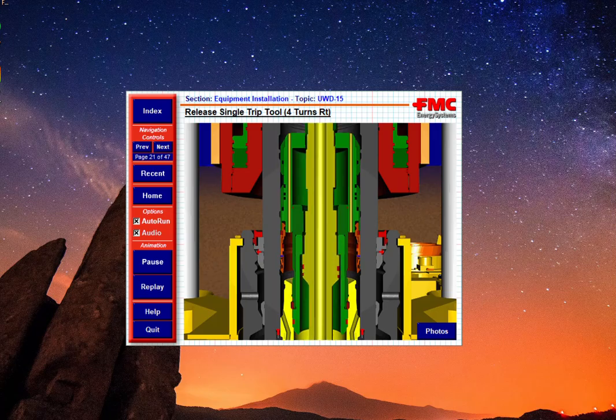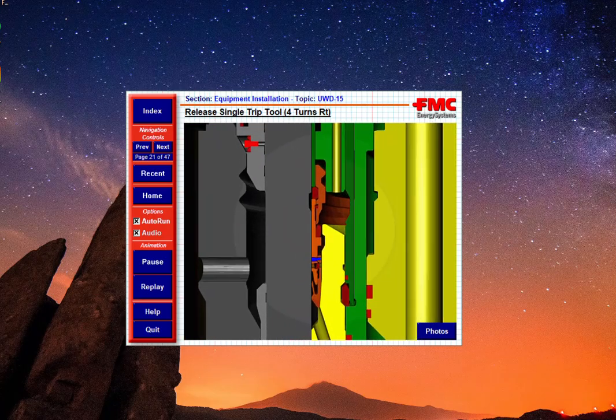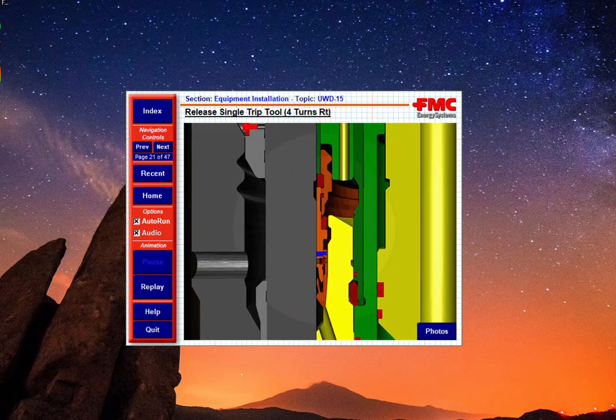The single trip tool is released by rotating the drill pipe to the right 4 turns. After completion of the 4th turn, the tool will drop approximately 8 inches and will land the seal assembly on the casing hanger. The seal assembly is the primary component providing sealing integrity to the annulus of the casing hanger and wellhead. The seal assembly is weight set with 15,000 pounds of force.